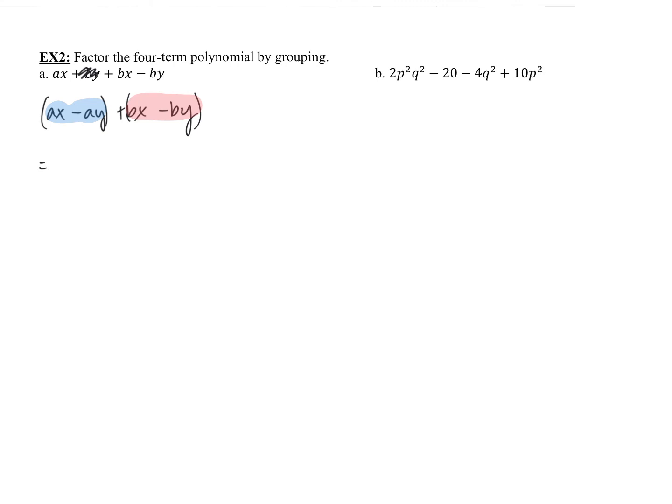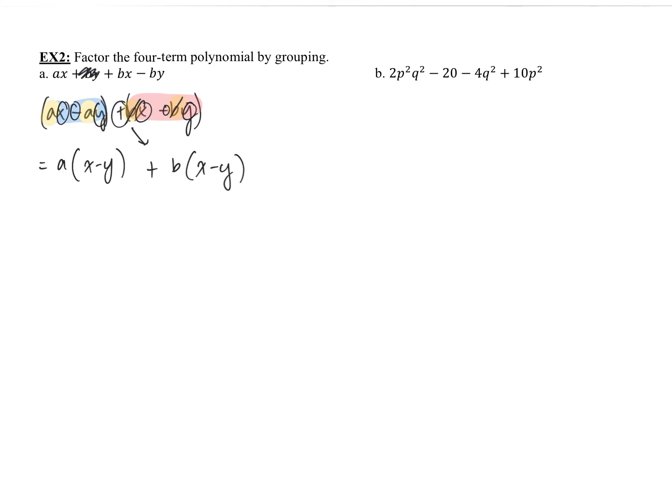So in the first group, the blue group, what do they share in common? Well, they both have an a. Let's go ahead and factor out that a. And then what's left over? x minus y. We'll bring down the plus sign. And then in the second grouping, what do they share in common? They both have that b. So we'll factor out that b, and then what's left? x minus y.